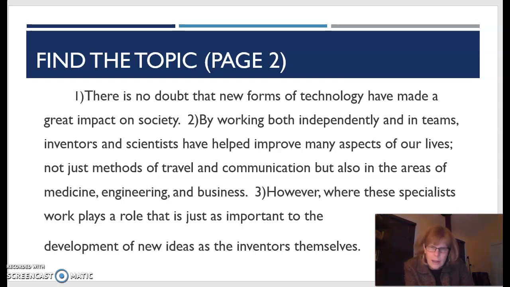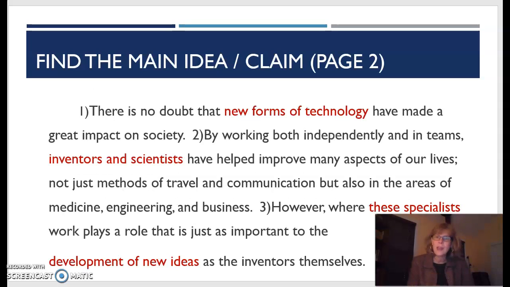And I want you to look at this for a minute and tell me, first of all, what's the topic? What is this paragraph about? What are some of the words that are standing out to you as the topic for these 5 paragraphs? If you want to pause here, you can. So if you said words like technology or scientists, inventors, specialists, new ideas, the development of new ideas, inventors.